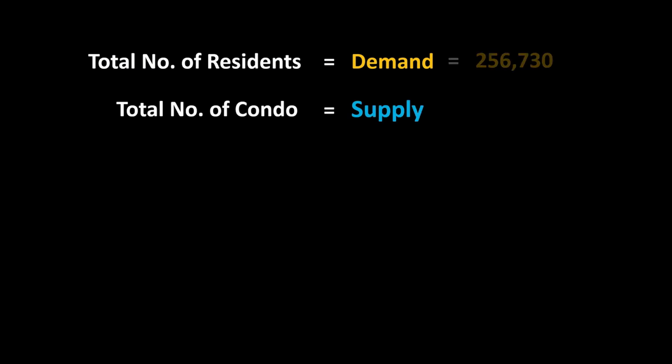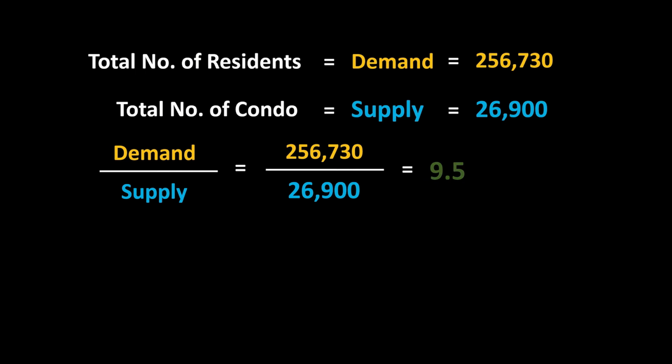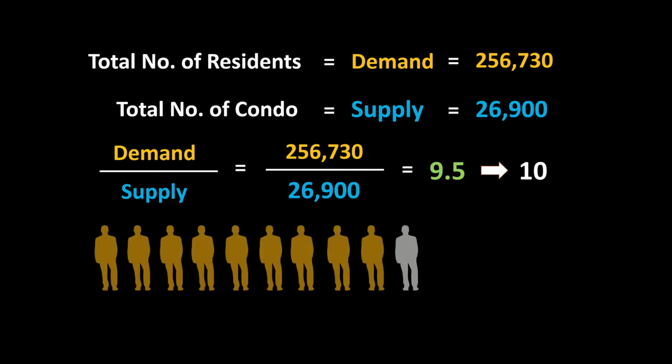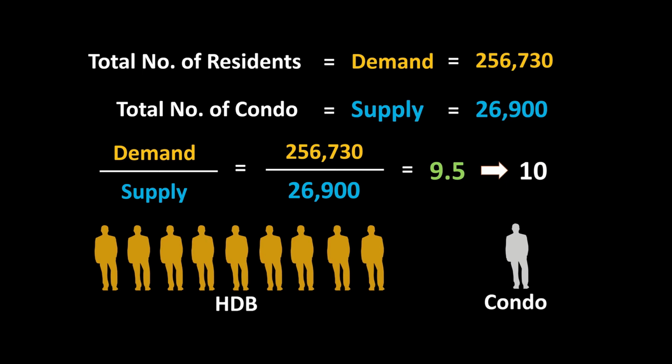I divided the number of residents by the number of units and I get 9.5. Let's round up to 10. In other words, for every 10 persons in Tampines, there is only one staying in a private condo. The higher the number, the better the demand over the supply.